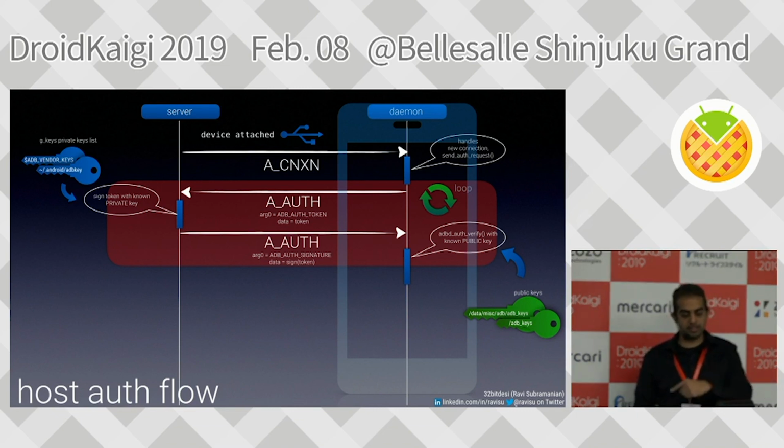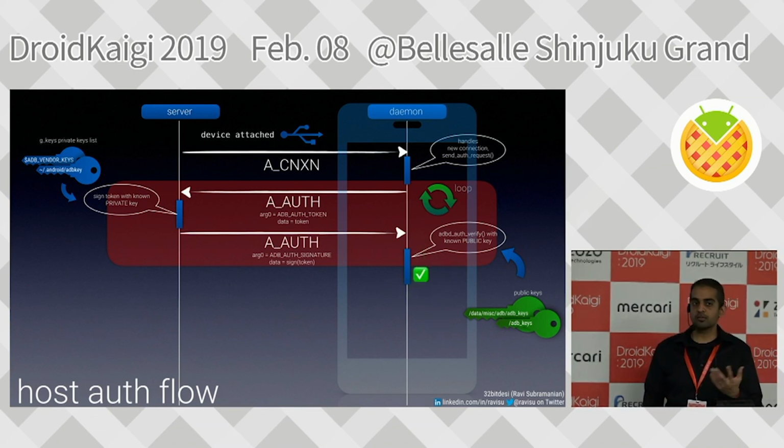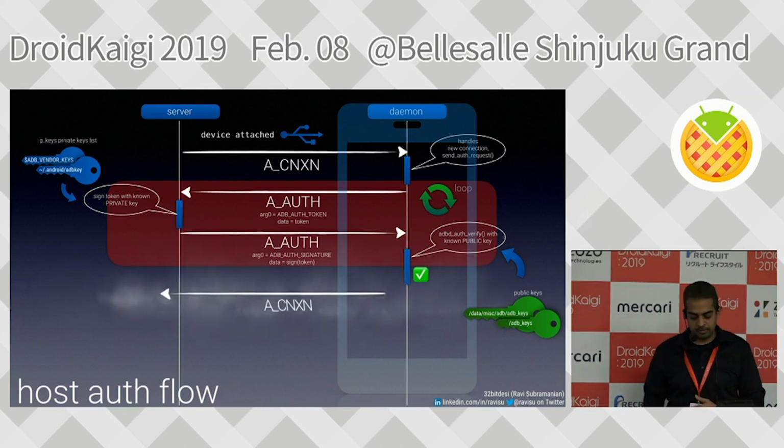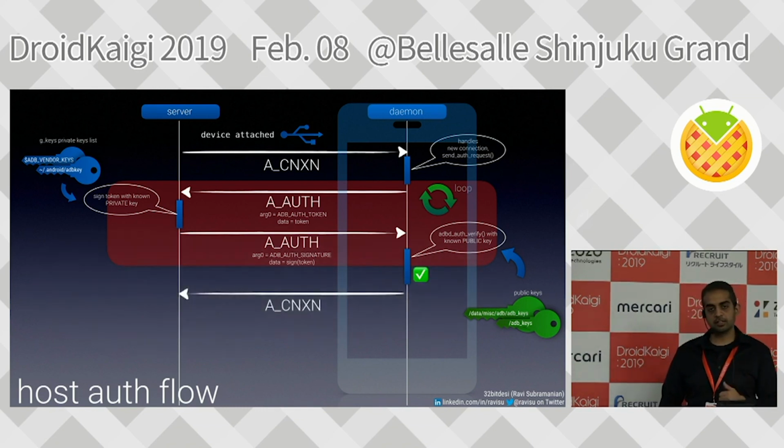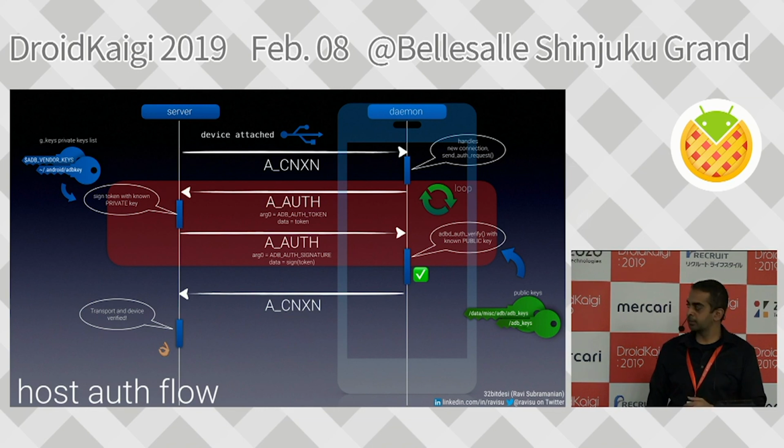And each time it gets back an auth request, it tries to check against that. So presumably one of those works, and it says yay, and so sends back a connection packet and goes, here you go, you're good to go now. And so on the server side, now it just marks that device and transport as verified. So this is kind of like your typical flow of auth.